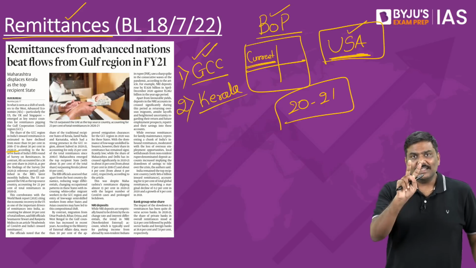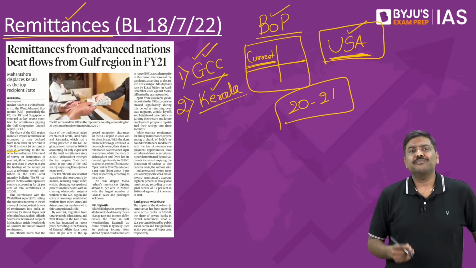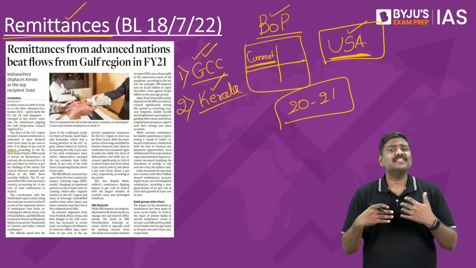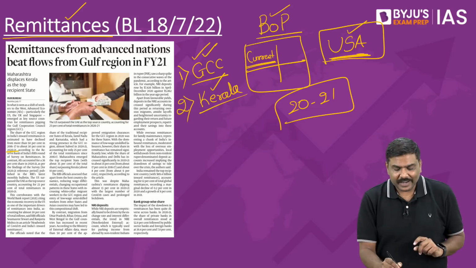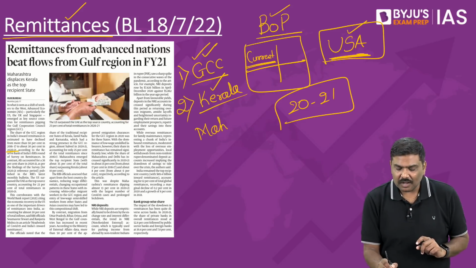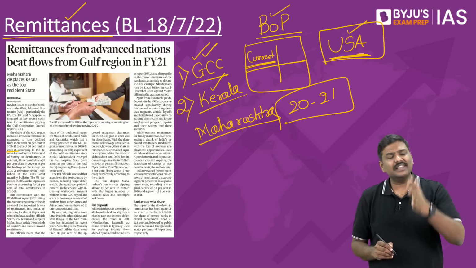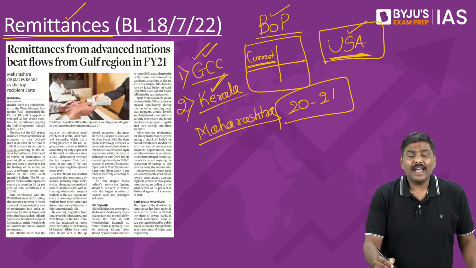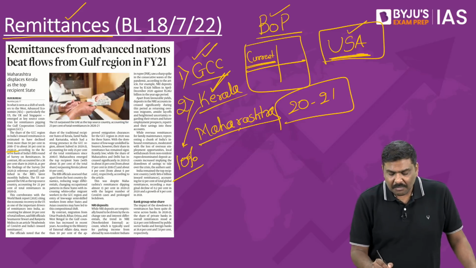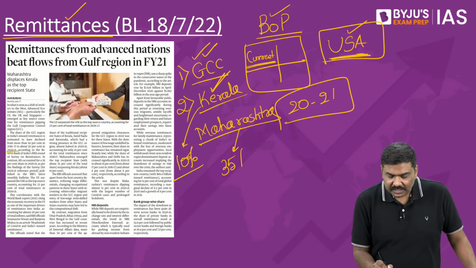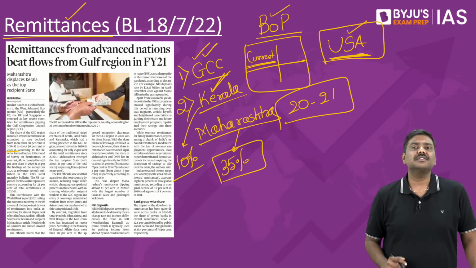That's the first point. Second point, traditionally I said Kerala is the state which receives the highest amount of inward remittances. This also has changed. Now it is not Kerala, rather it is Maharashtra. And as per the RBI report, please make a note of this: Kerala has received 10% of the total inward remittances, and Maharashtra has received 35% of inward remittances.